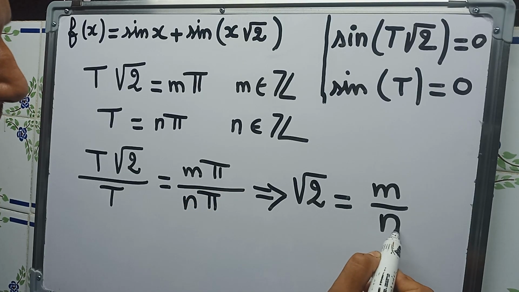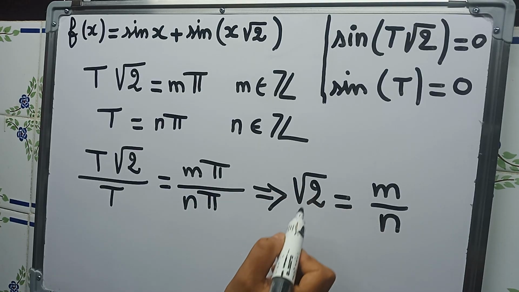And of course, this means that square root of 2 is a rational number, which is just a contradiction. So our assumption that f is periodic is false. Hence, our function f is not periodic. And this, of course, concludes our problem.